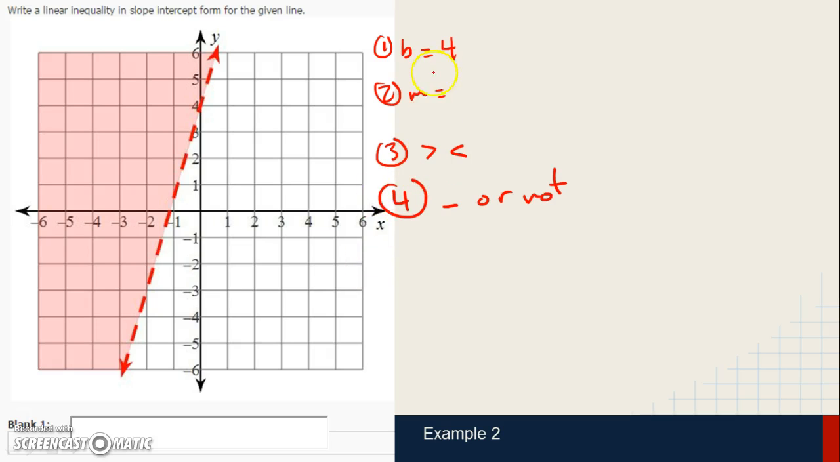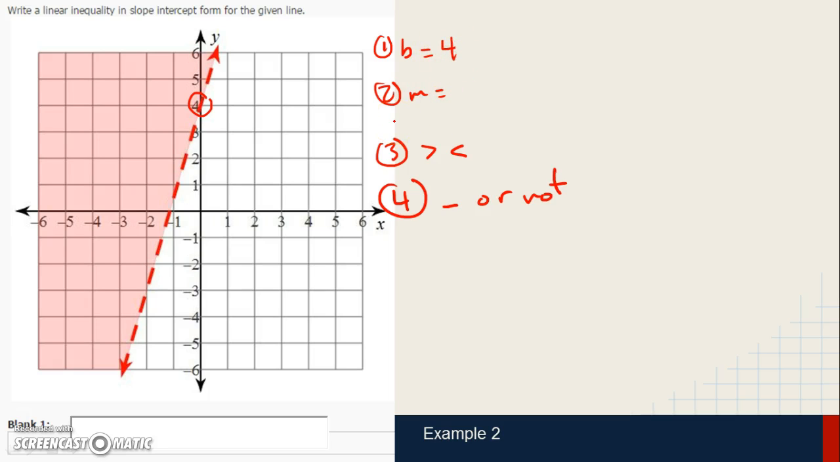So let's go ahead and figure out what the b value is here, and sadly it is already given to us, but if we had to find it again, we know that we're going to look to see where this red dotted line crosses the y, and the y value that it's crossing at is 4. So we've got the b value.